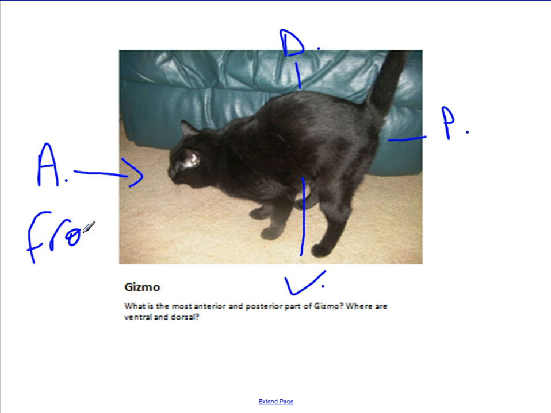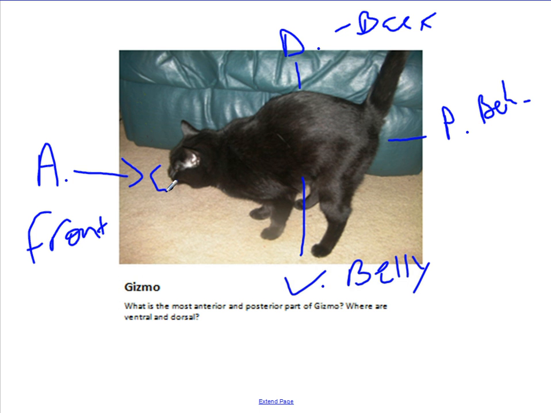Where is the frontmost aspect of the cat? Posterior means behind. Dorsal literally means back. And ventral means belly. So obviously the frontmost aspect of the cat would be her nose. The most posterior aspect of Gizmo, well, if she had her tail down, it'd be the tip of her tail. But we'll just stick with her behind, and we'll throw her tail in there as well, because that's the part of her body that's the farthest behind.